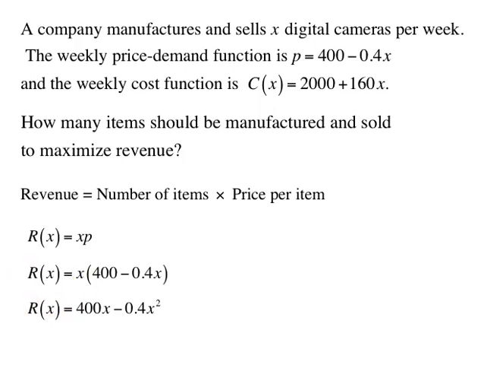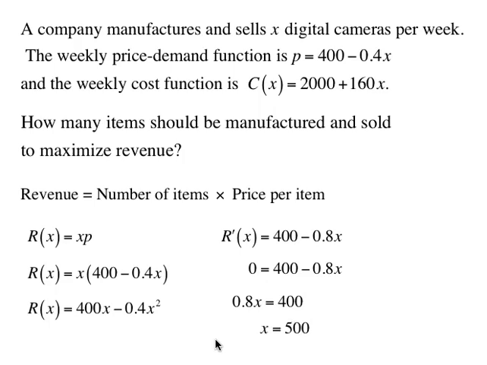To find critical values, take the first derivative and set it equal to 0. So 400 minus 0.8x, set it equal to 0. 0.8x is 400, dividing by 0.8, x is 500. Now, is that a maximum or is that a minimum? How do we know? Well, we could take a second derivative again. Second derivative of this is negative 0.8, which is concave down, which means we will have a maximum revenue when the x value is 500.